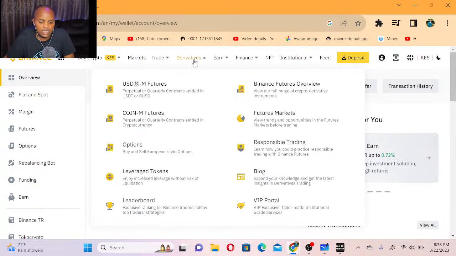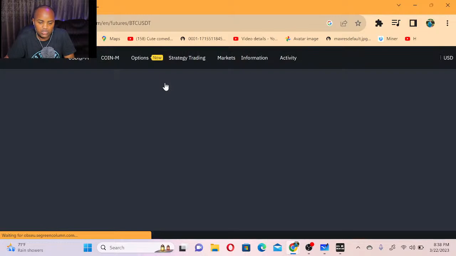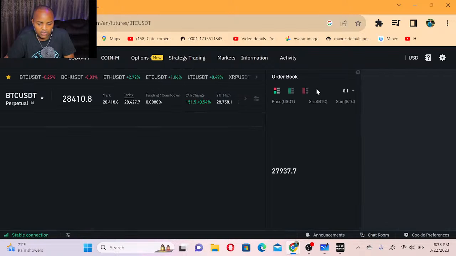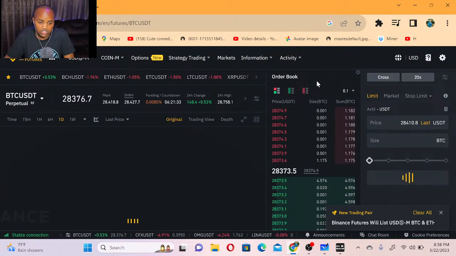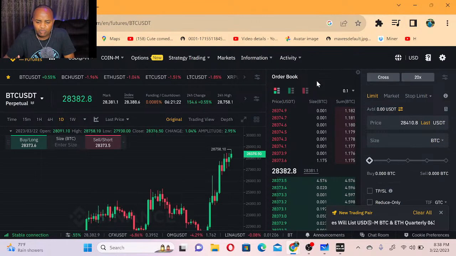So I'm going to click derivatives. This is where you can trade futures. So I'm going to click USD futures right here. Yeah, this is big. The Bitcoin has actually been going up, which is very interesting. The Bitcoin was down. I have explained how to use all this before, that is USD futures. There's a difference between spot and USD futures, but I'm just going here so that you can understand how to buy, how you can become profitable, and how you can withdraw your money here in a very simple way, you know.